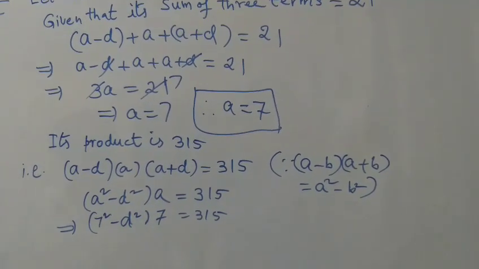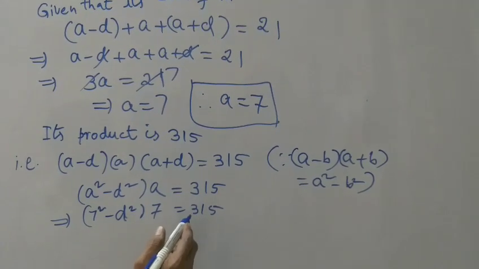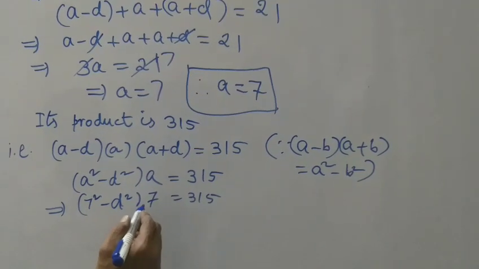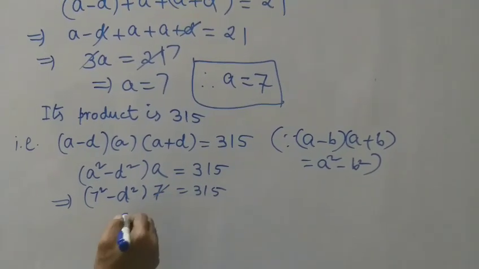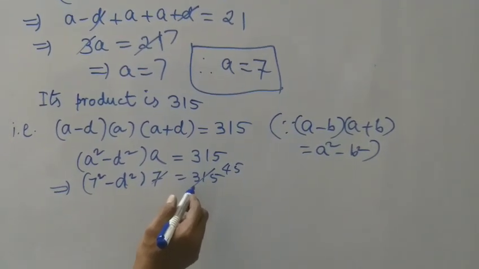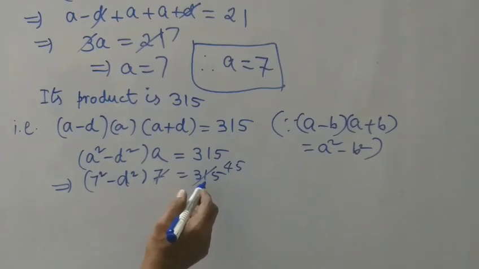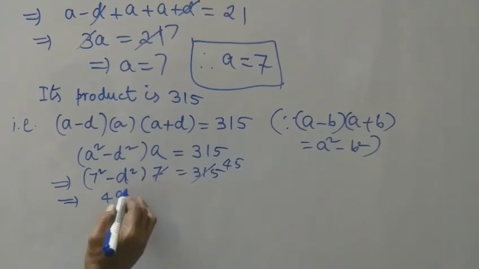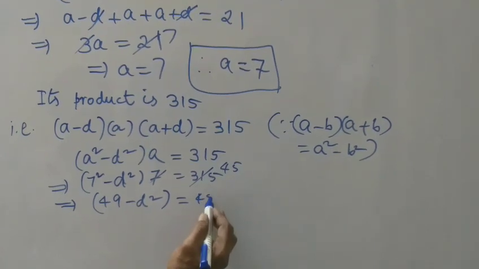So 315 is divisible by 7. 7 ones are 7, 7 fours are 28, remaining left over 35, that means 7 fives are 35. So 7 square, 49 minus d square is equal to 45.